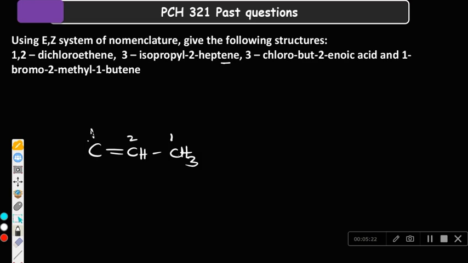Let's say you have isopropyl, which is something like CH with CH3 and CH3. This is the structure of isopropyl. Is that okay? At position number 3, that's what you have. And then to complete the heptene, what do you do?